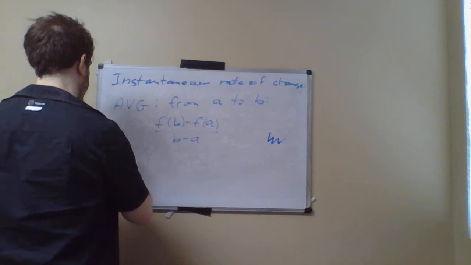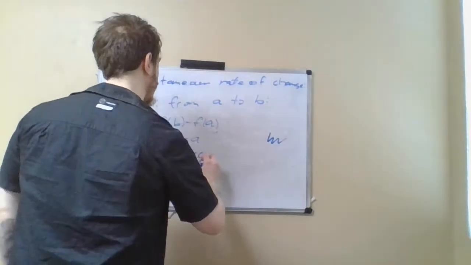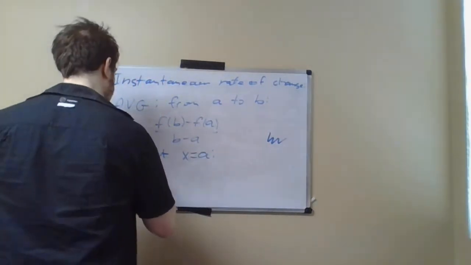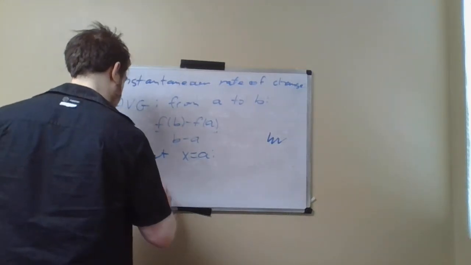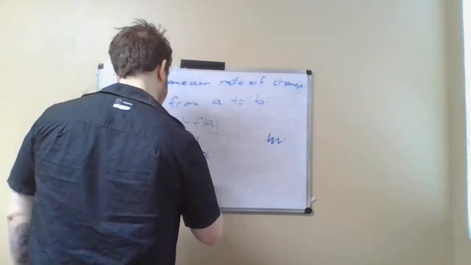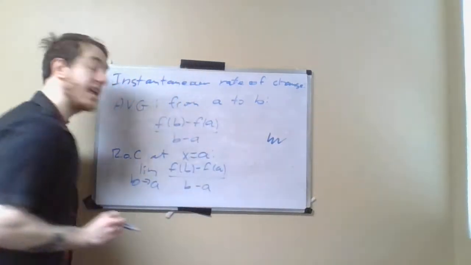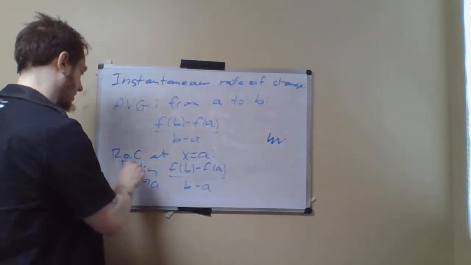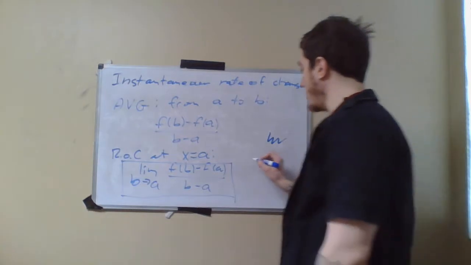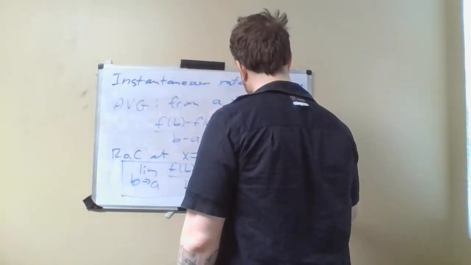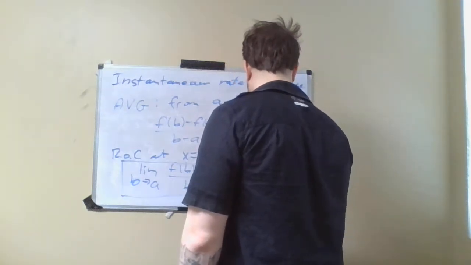So we will define the rate of change at x equals A. This is going to be the limit as B approaches A of f of B minus f of A divided by B minus A, if it exists. So there we go. There is our formula. And this is also called the derivative of f at A.